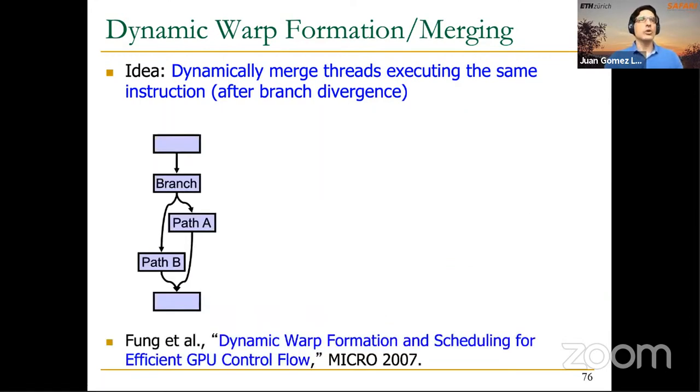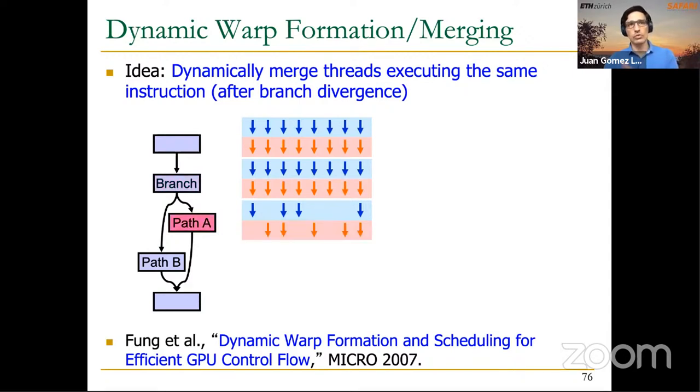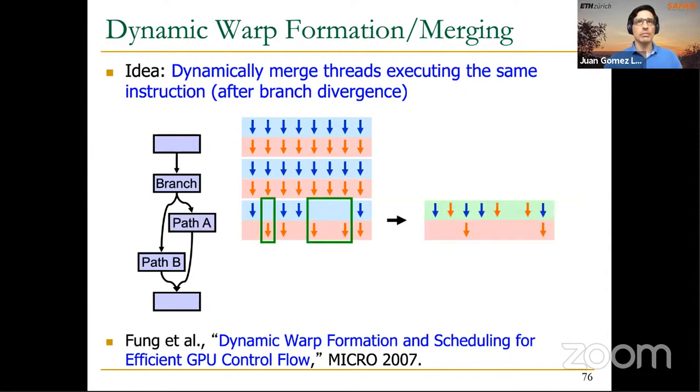And let's take a look at the same example as we saw before. When we go to the branch, we evaluate this branch. Some of the threads go through path A, some others through path B, and then for another warp, this orange or pink that just showed up, we also execute the branch operation. Some of the threads go through path A, some others through path B, and here we can merge, as you can see, and create a single warp that contains threads originally coming from different warps.